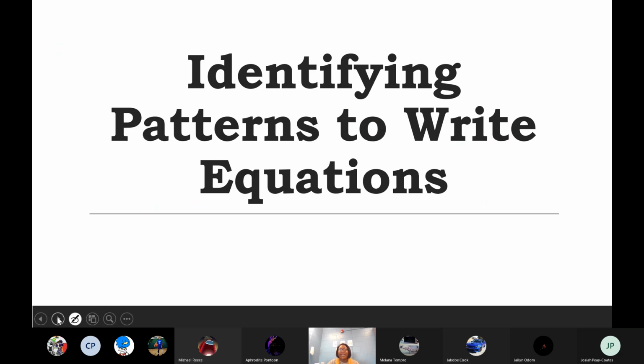Okay. So our last part of our notes today, before we break down, and all of you will be working on some different assignments based on your work. We're going to be looking at identifying patterns to write equations. Please write this as your heading in your notes.